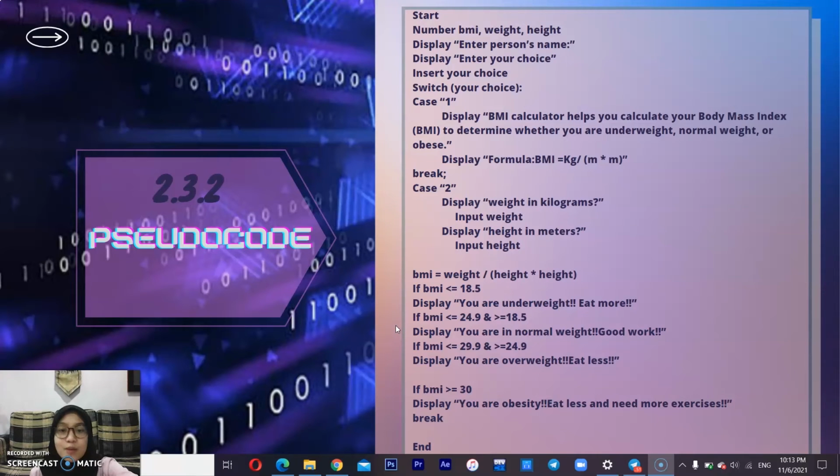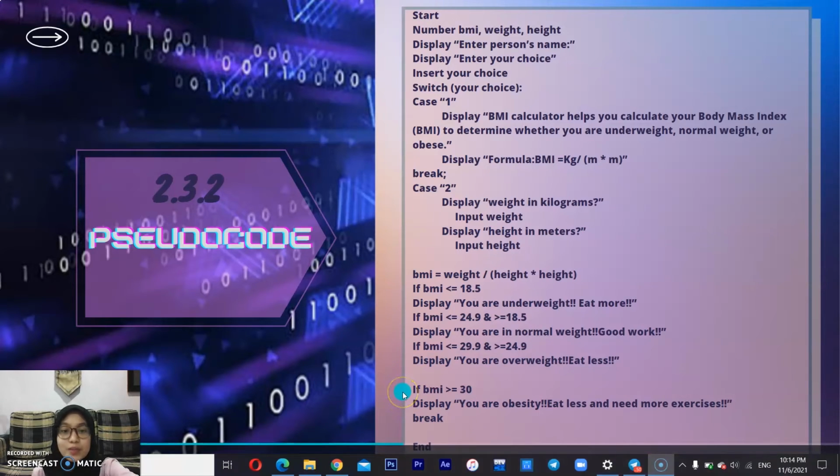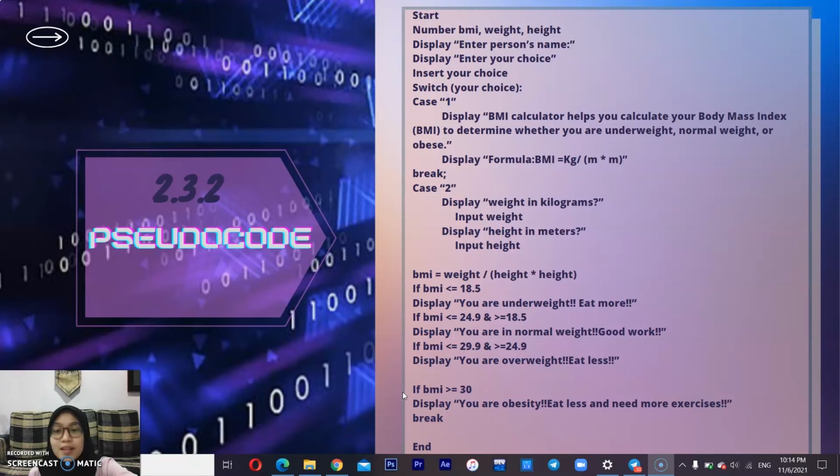If BMI is less than or equal to 29.9 and more than or equal to 24.9, we display you are overweight, eat less. And lastly, if BMI is more than or equal to 30, we display you are obese, eat less and need more exercise. Then lastly, we put the break, and it must close with an end.